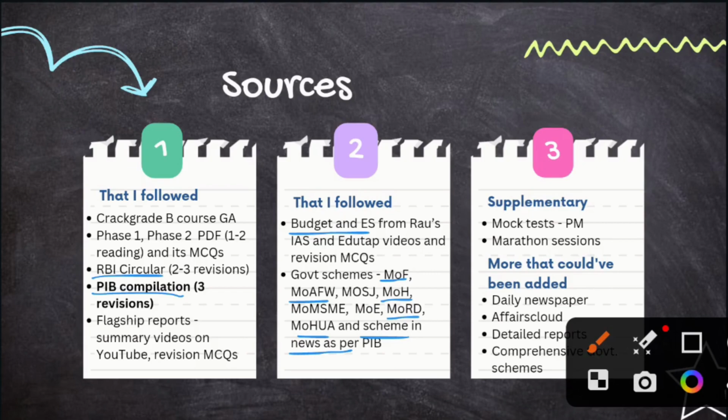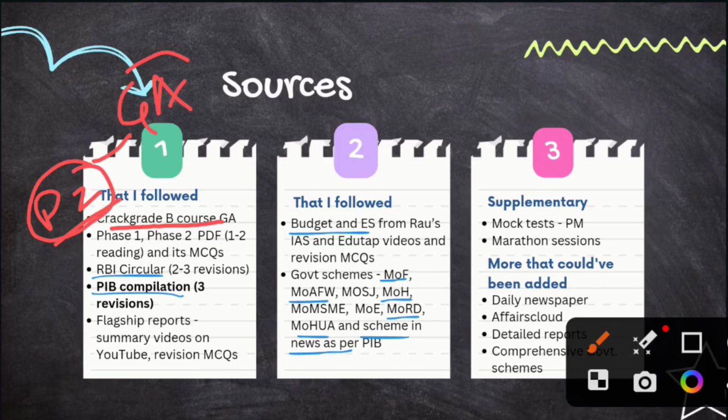Now I'll be focusing on the sources which I have followed this year. I would also like to tell you that since I'm a working professional, I have kept my sources very limited. Initially, I took a Crack Grade B course for phase two, and in this phase two you get some GA material as well. I have used this GA material mainly to prepare for my GA part in phase one as well. In this GA material, you get phase one GA, phase two GA PDFs, MCQs and PIB compilations.